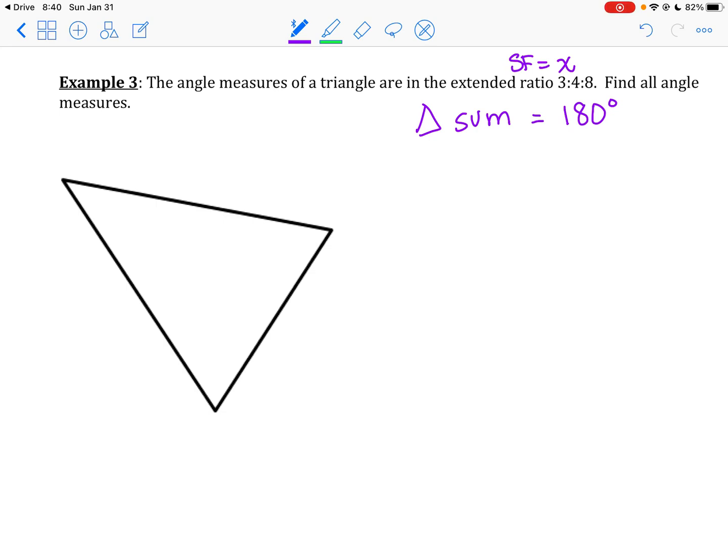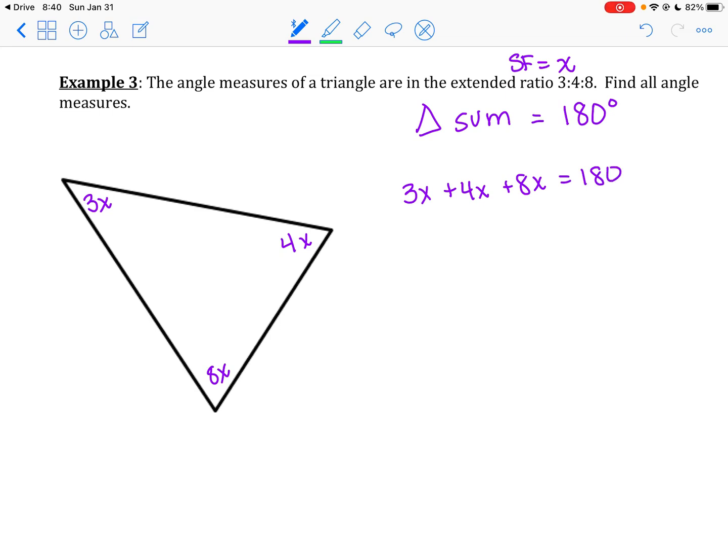So I know that these three values are 3 to 4 to 8. So it's going to be 3 times whatever that scale factor is, 4 times whatever that scale factor is, and 8 times whatever that scale factor is for those angle measures. Altogether, they have to have this angle sum of 180 degrees. So I'm going to add it together, 3x plus 4x plus 8x, and that's going to equal 180.